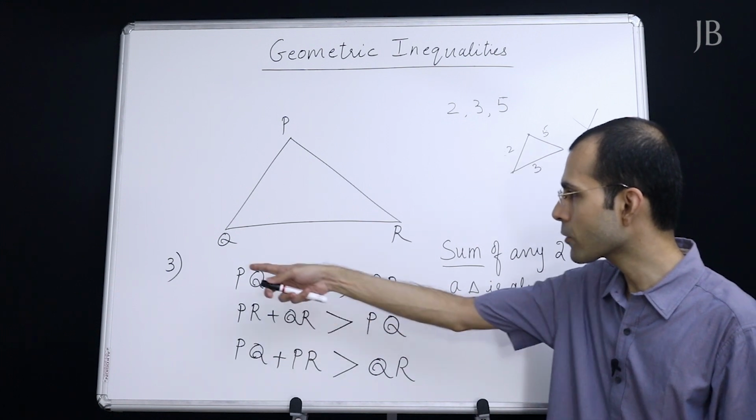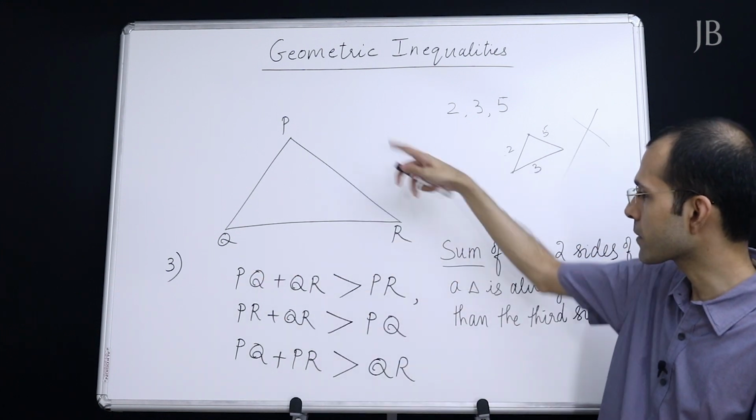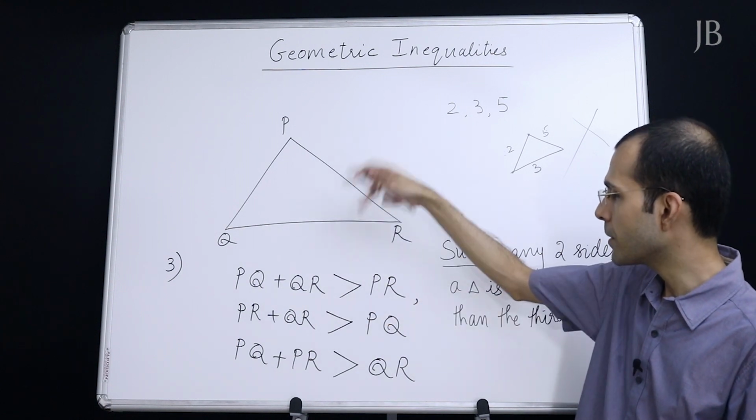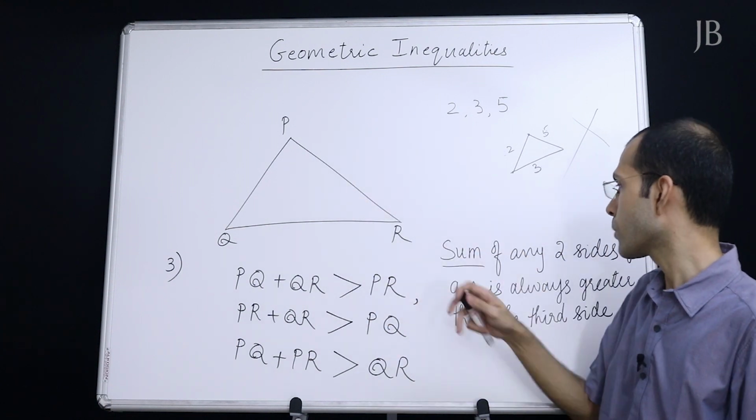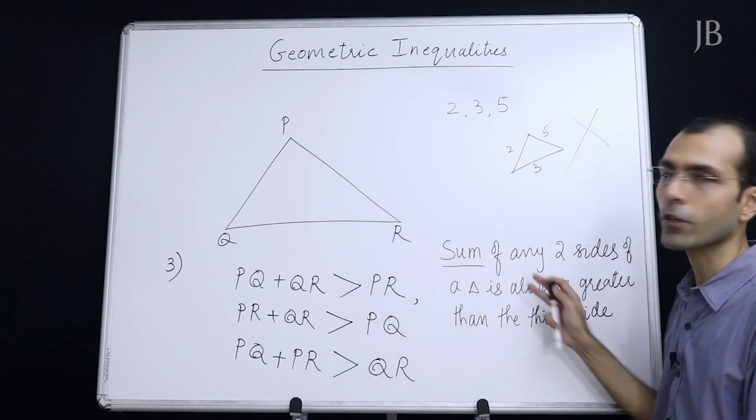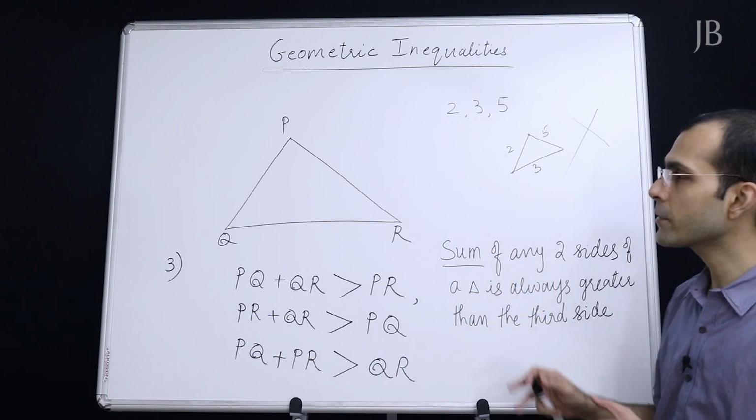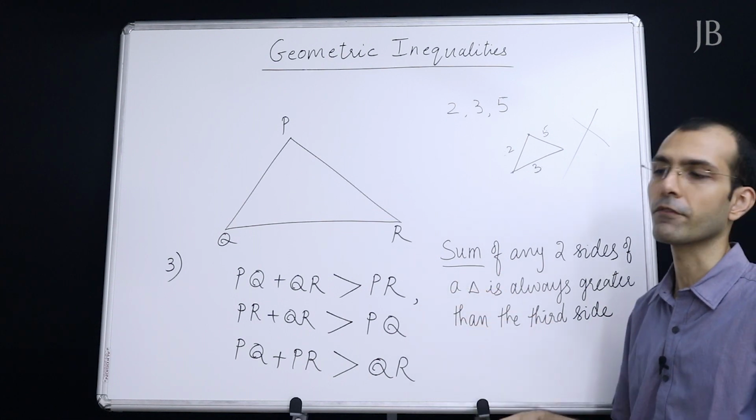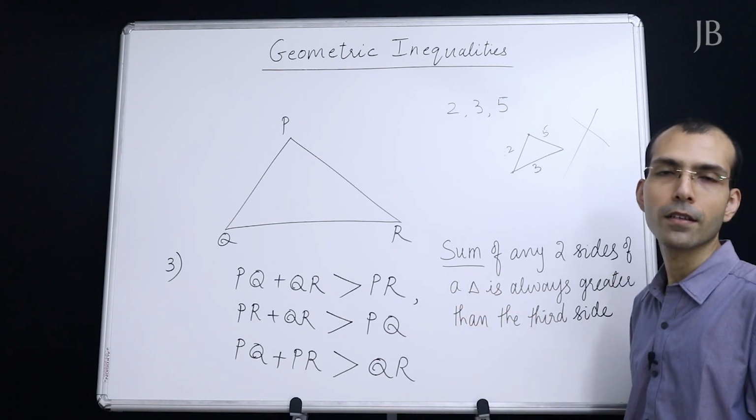So we saw here in concept number 3, PQ plus QR is greater than PR, PR plus QR is greater than PQ, then PQ plus PR is greater than QR. And this we have written formally. So what I suggest is you first take down these three concepts from the board by pausing the video as per your comfort before we take on the numericals.